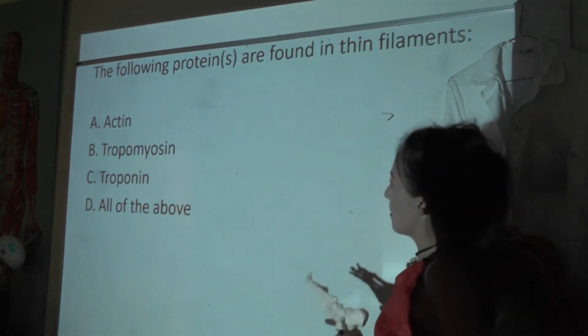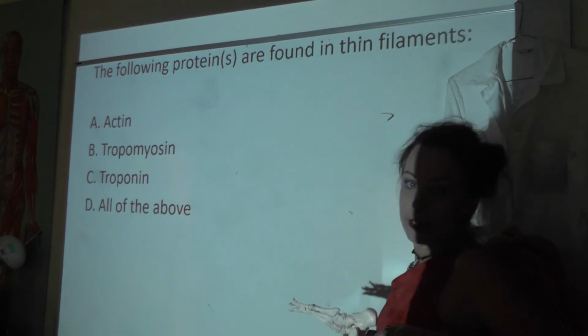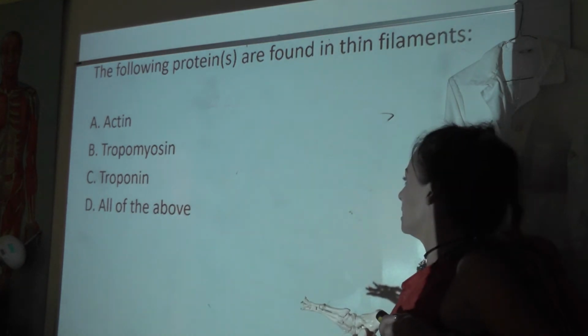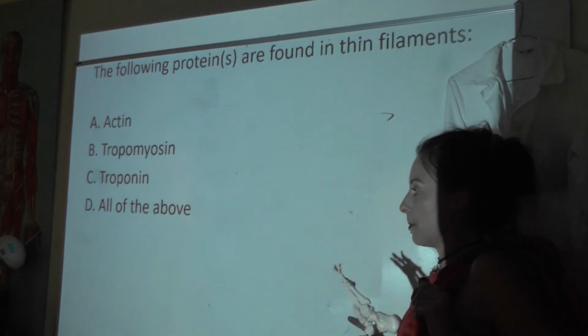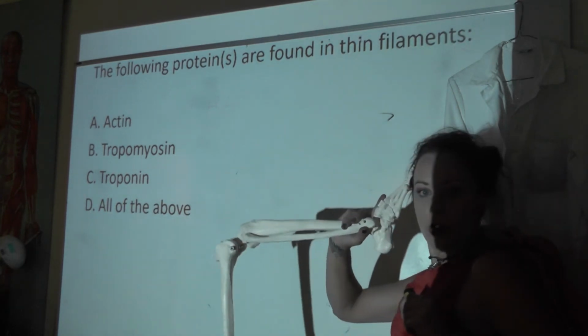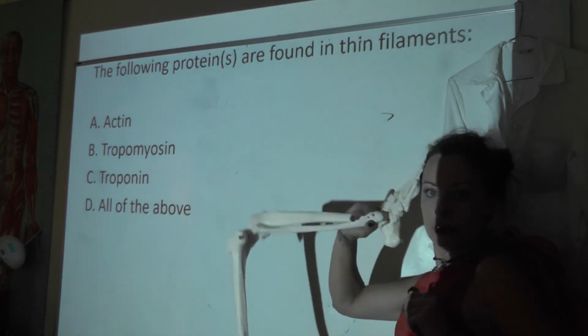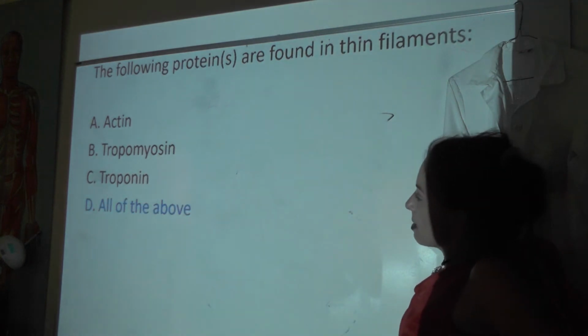All right, the following proteins are found in thin filaments. A, actin. B, tropomyosin. C, troponin. D, all of the above. Yeah, you're right, all of the above.